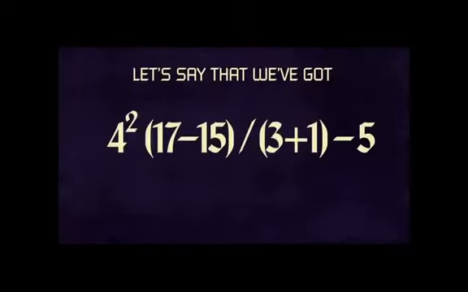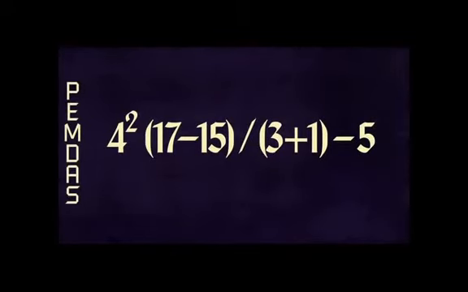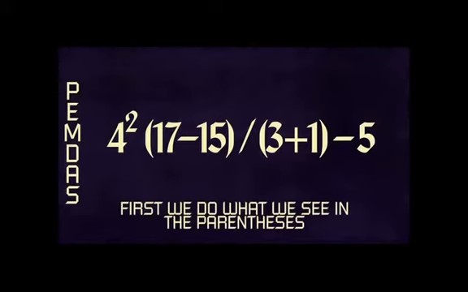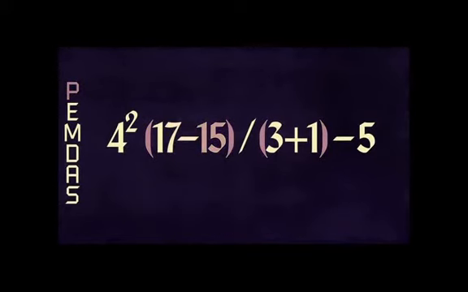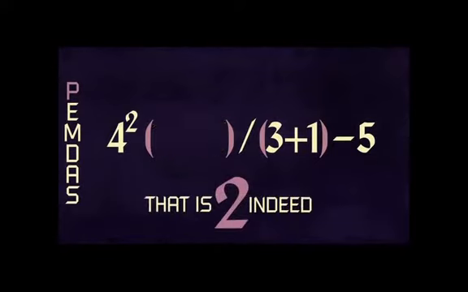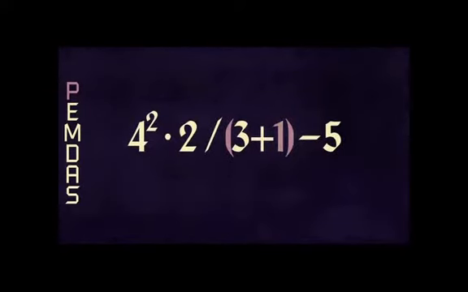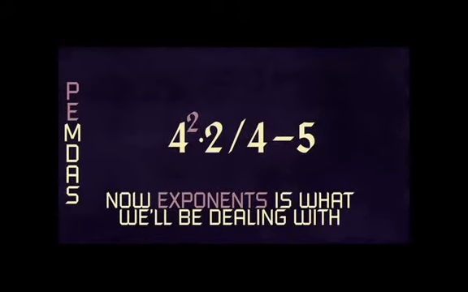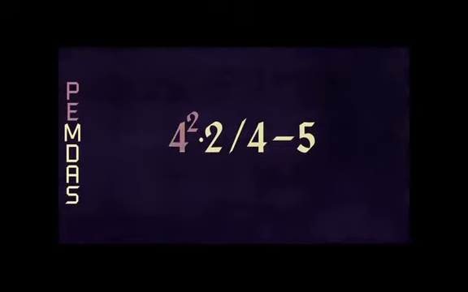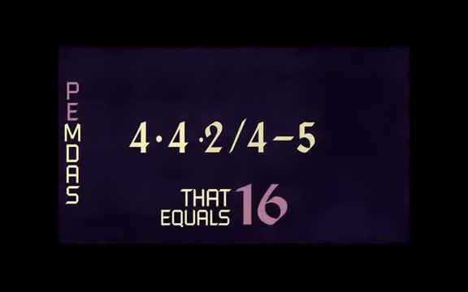Okay, let's say that we've got this. Let's use PEMDAS, see what we accomplish. First we do what we see in the parentheses. 17 minus 15, that is 2 indeed. 3 plus 1, that is 4, yes I'm brilliant. Now, exponents is what we'll be dealing with. 4 to the second means 4 times 4, that equals 16. And yes, I am sure.